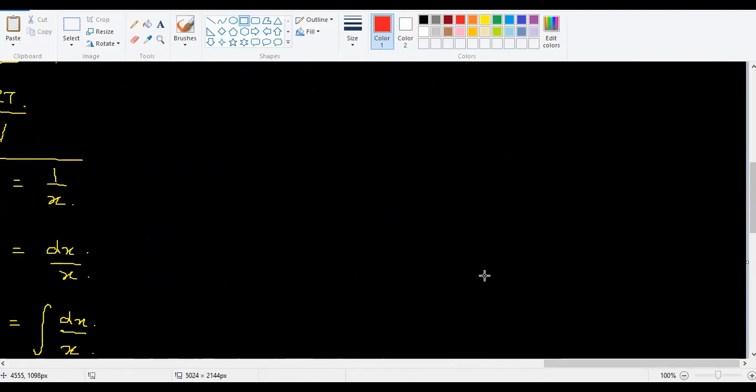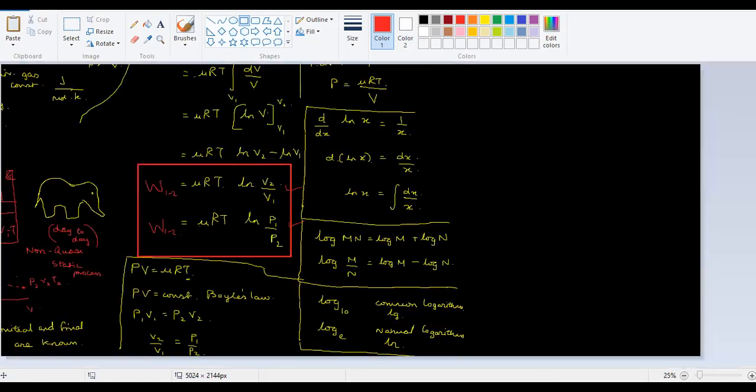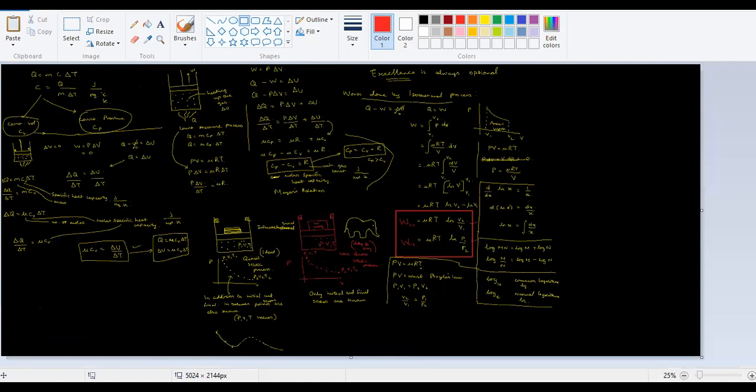So what we did right now was work done by isothermal process. So similarly, we are going to do work done by adiabatic process. So you already know what is adiabatic. Adiabatic means a dia. So dia means through. So heat can pass through. A dia means it cannot pass through. Okay, adiabatic process. Which means to say that the Q becomes 0. Right?